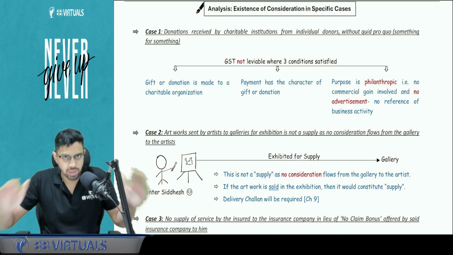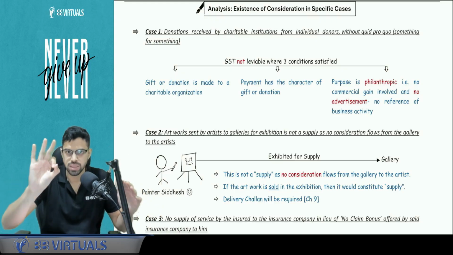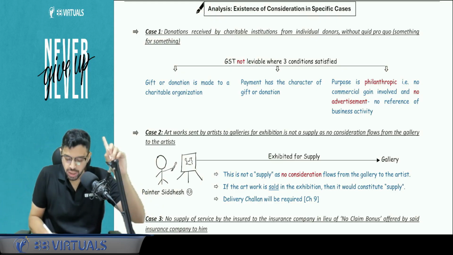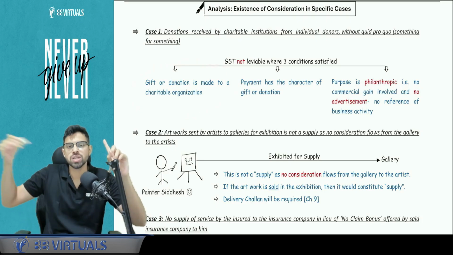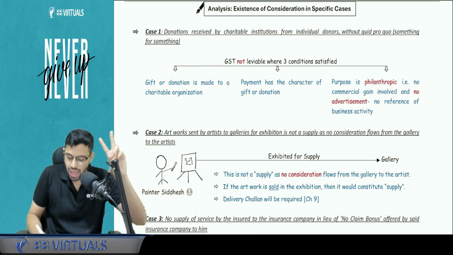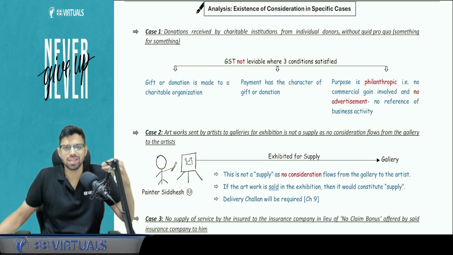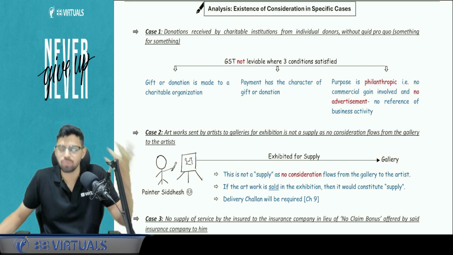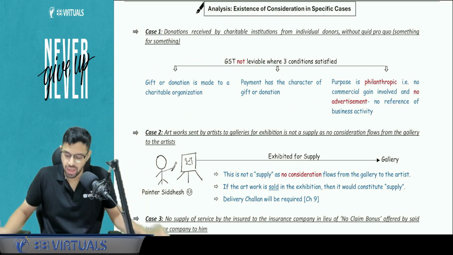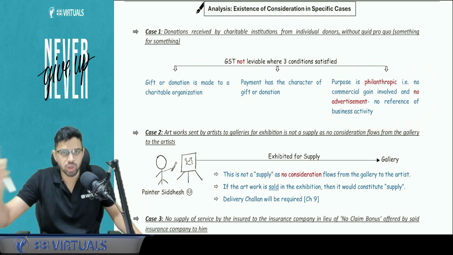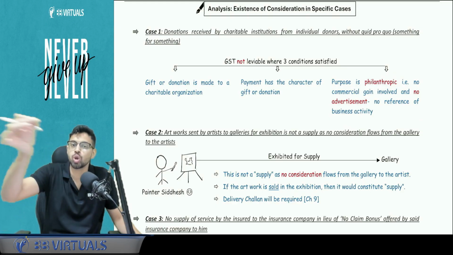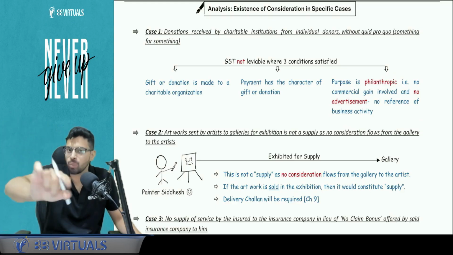It will not be under the scope of GST if 3 conditions are complied with. Condition number 1, the gift or donation that I am making is to a charitable organization. Second, it should have the character that the objective is a gift or donation. I am not obtaining something in return. And third, the purpose is purely philanthropic. You should not be getting any kind of advertisement or promotion in return.